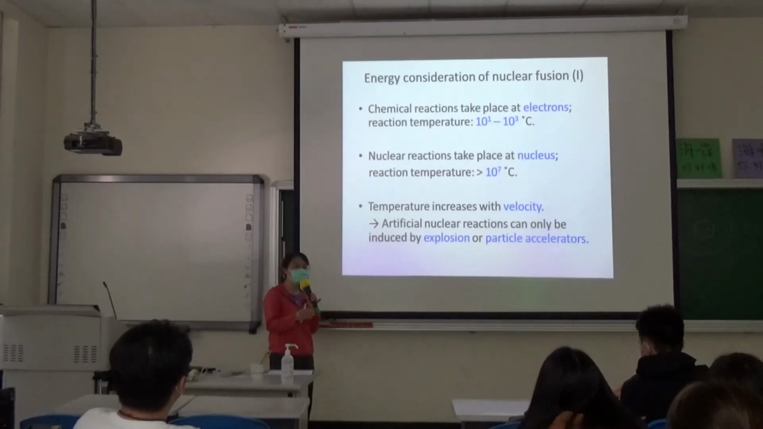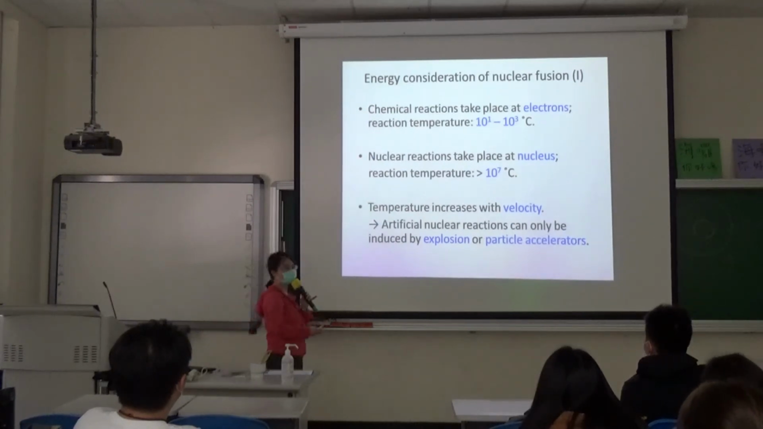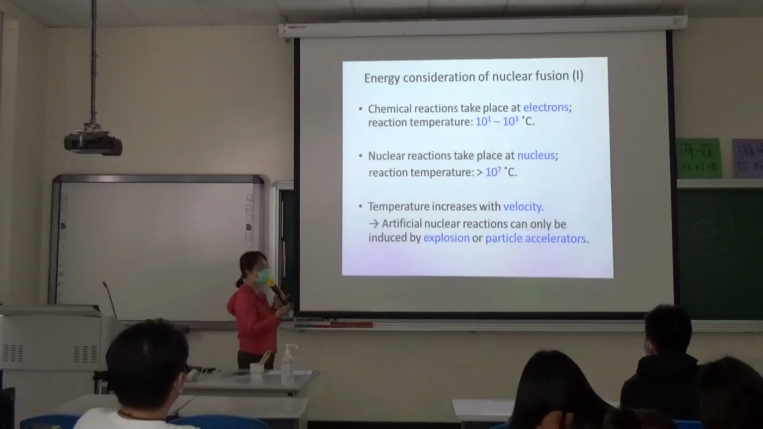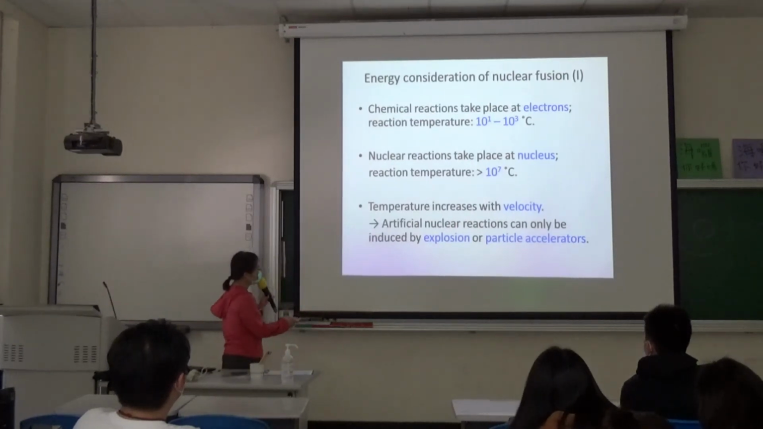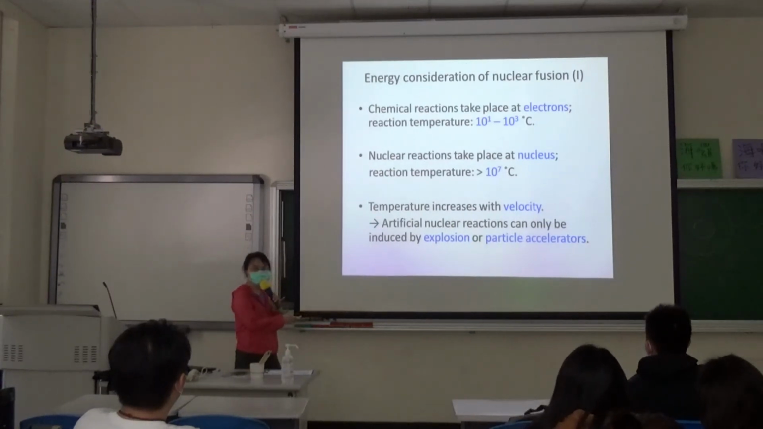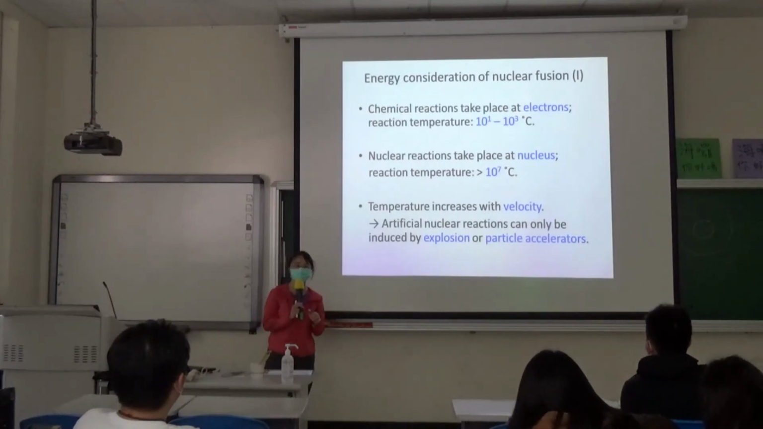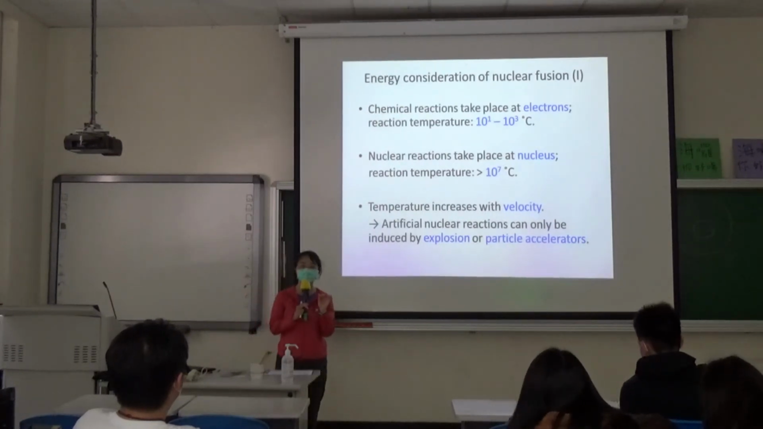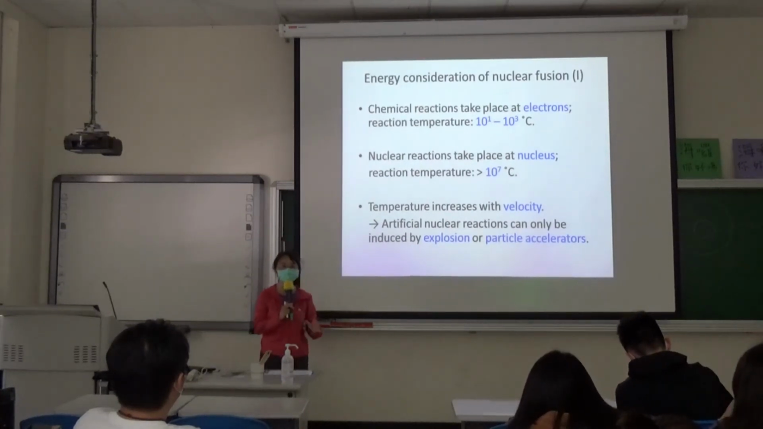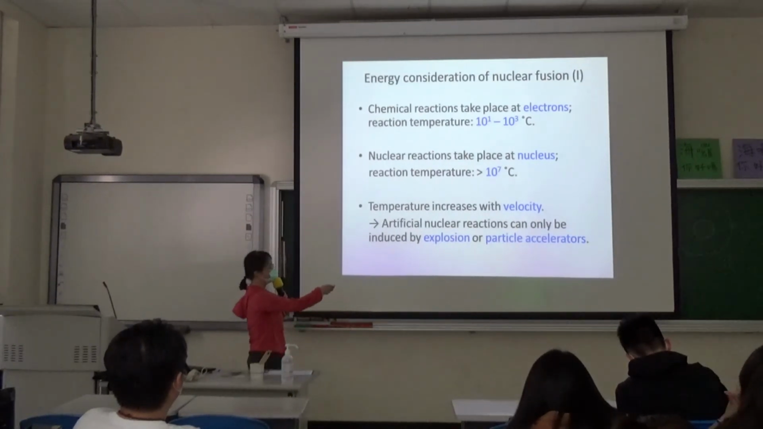Therefore, the only way to raise temperature is to increase the velocity of a particle. Once it moves faster, its temperature will also rise. So artificial nuclear reaction can only be induced by explosion, 爆炸, or particle accelerators, 加速器. That's the reason why they want to study fundamental physics. They really need to build really large particle accelerators in order to reach this temperature.